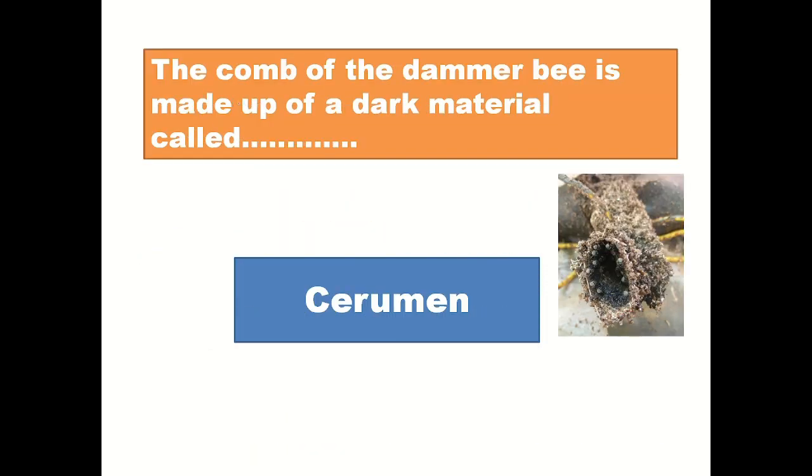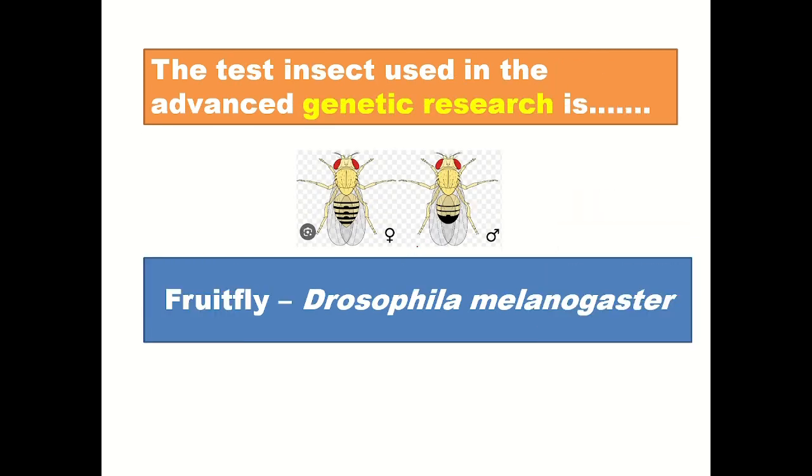First question: the comb of the dammar bee is made up of a dark material known as cerumen. The test insect used in advanced genetic research is the fruit fly Drosophila melanogaster.